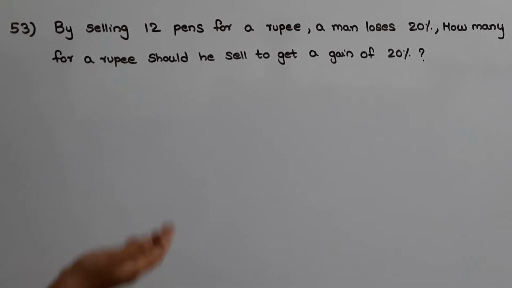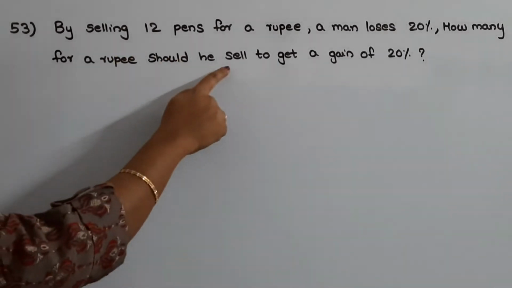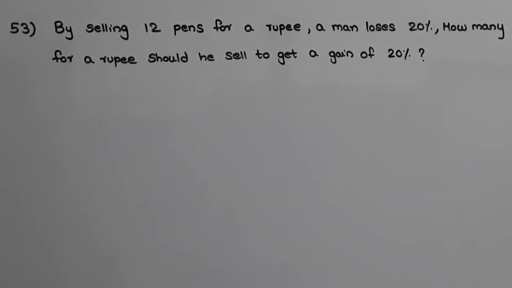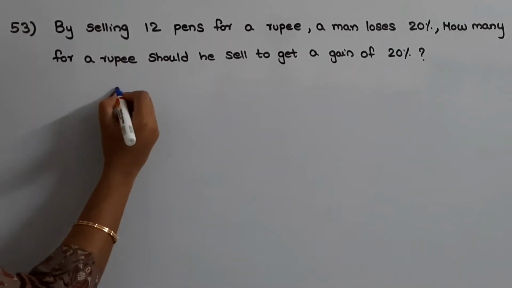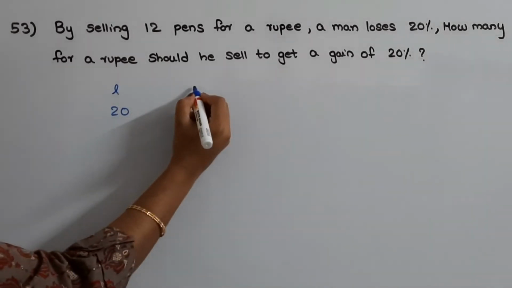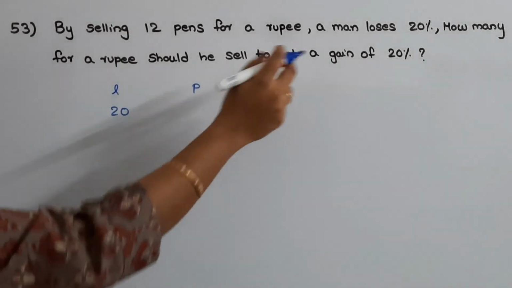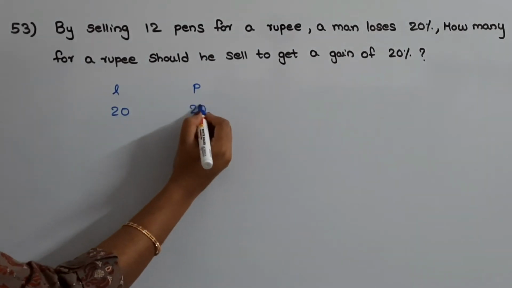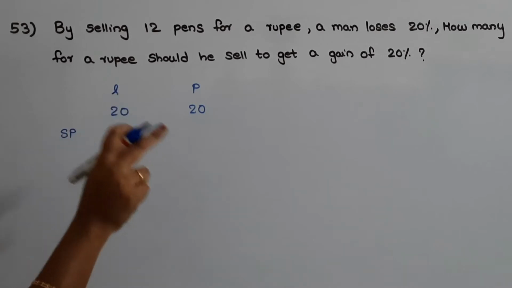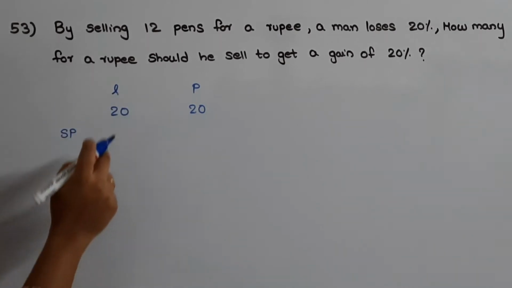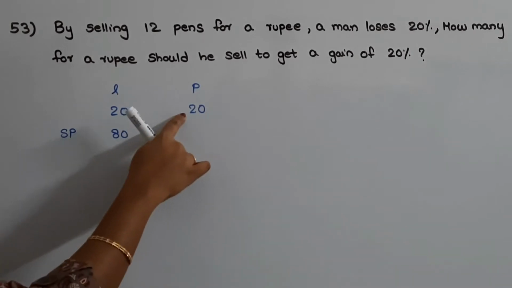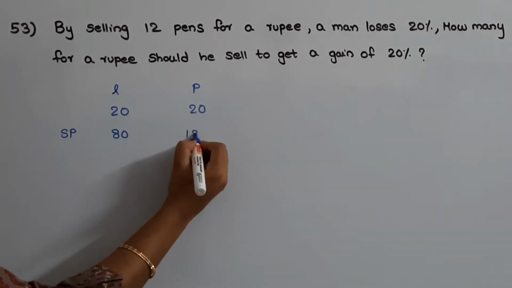So we need to find out the number of pens which he should sell for a rupee to get a profit of 20%. In the first case, he had a loss, and that loss percentage is given as 20. And in the second case, he should get a profit, and that profit percentage is given as 20. Then what will be the selling price when cost price is equal to 100? In the first case, it will be 100 minus 20, that is 80, and in the second case it will be 100 plus 20, that is 120.